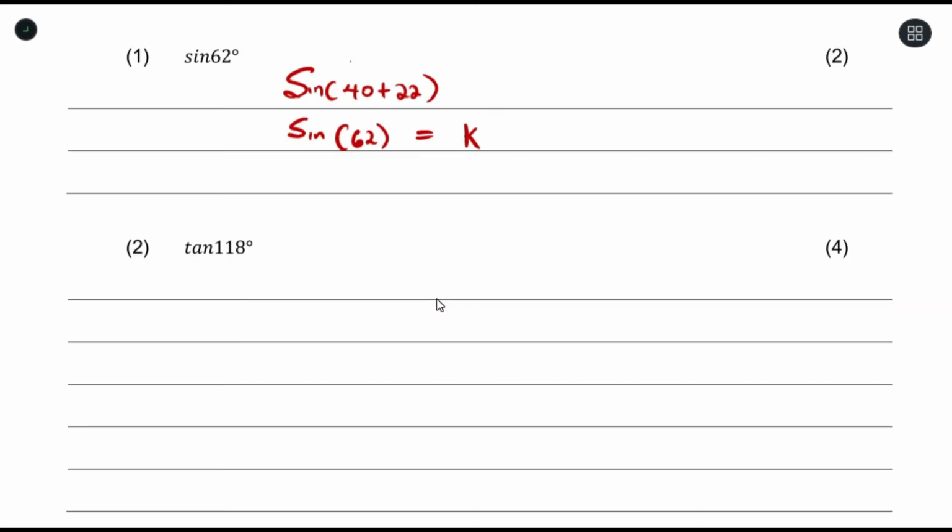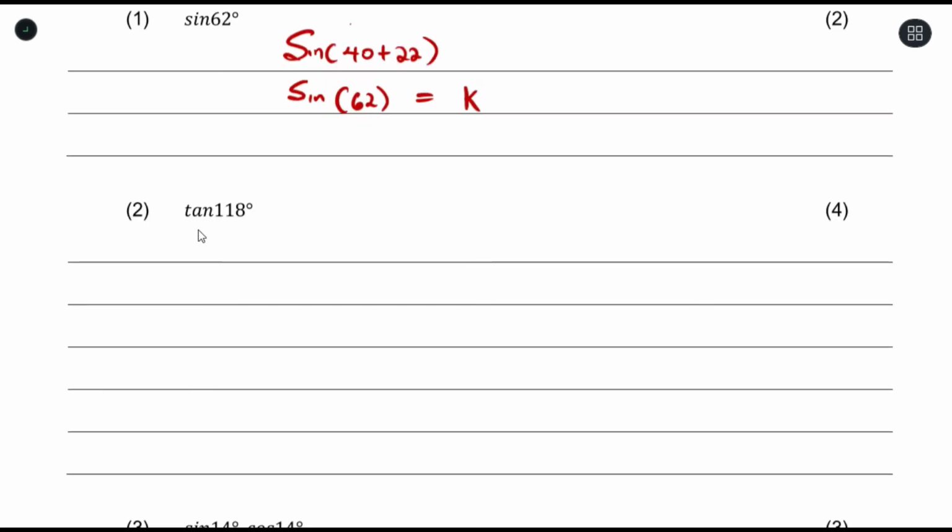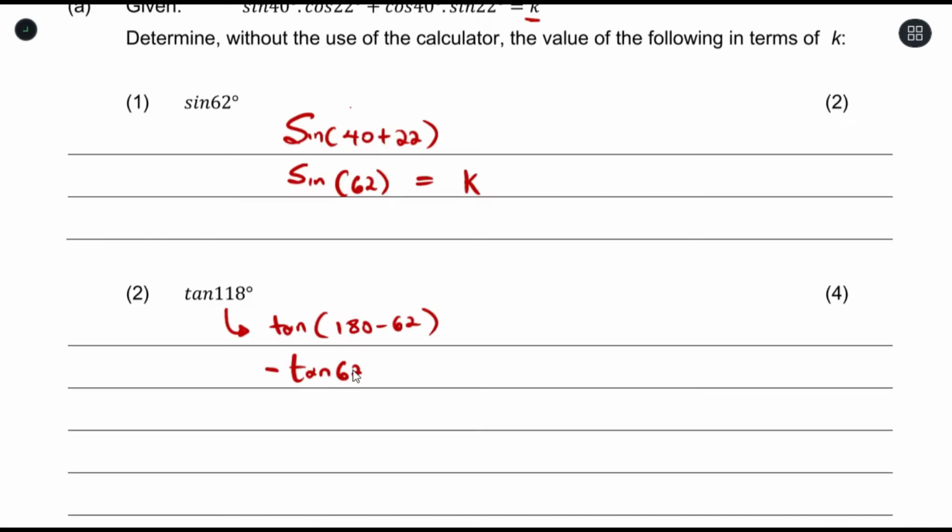Now the next question wants us to find tan 118. With this question, the best approach is the reduction formula. So we're going to reduce this. Since this is in the second quadrant, it can be written as tan, and tan in the second quadrant is negative. So this here can also be written as negative tan 62. So now we need to figure out what tan 62 is.